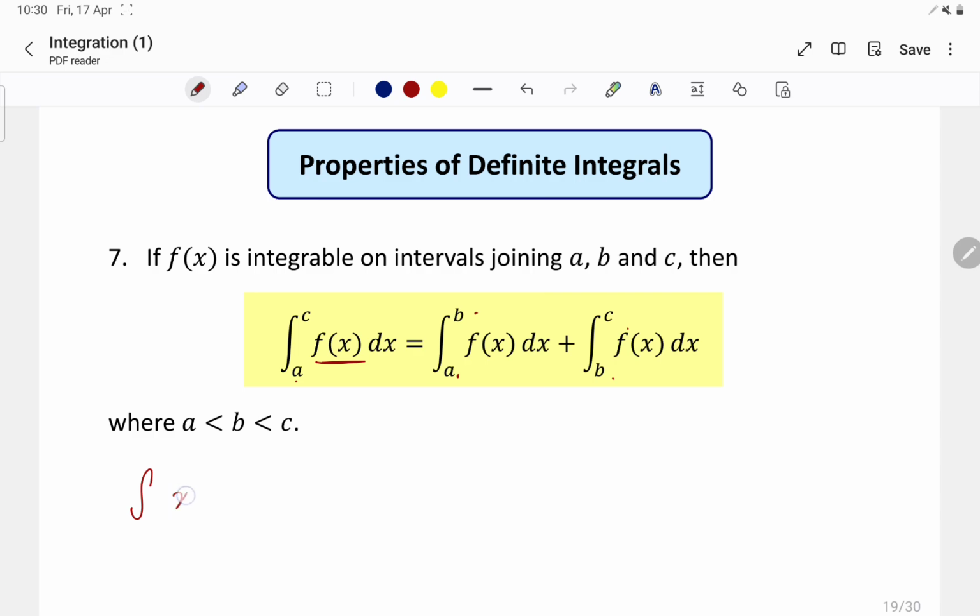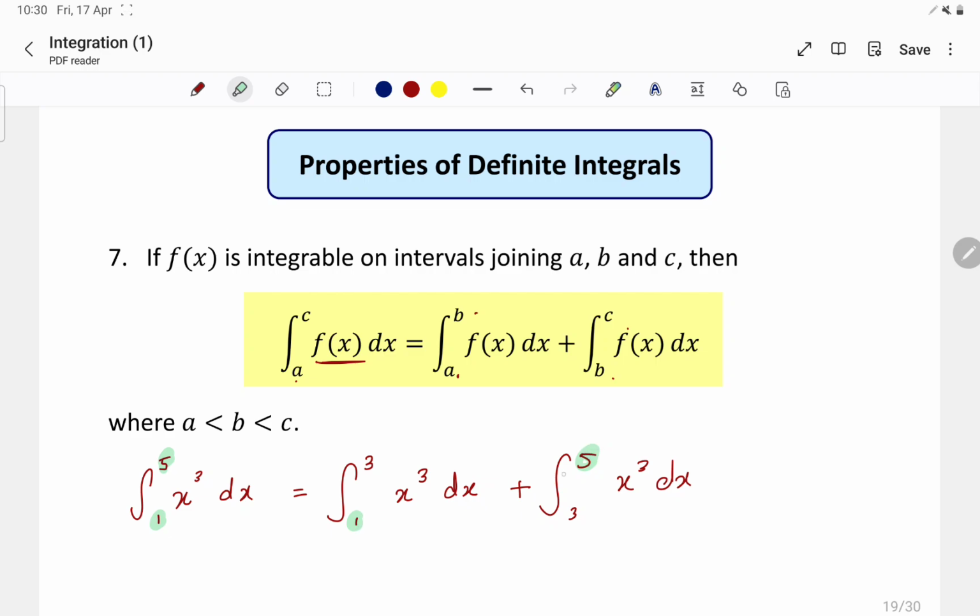If I have the integral of x to the power of 3 dx from 1 to 5, I can actually separate it: the integral of x to the power of 3 dx from 1 to 3, plus the integral of x to the power of 3 dx from 3 to 5. The most important thing here is that you have 1 and 5.